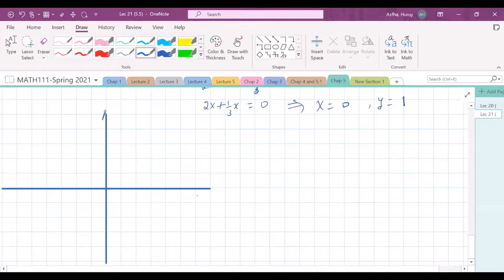Okay, so we have y, we have x, the intersection point.